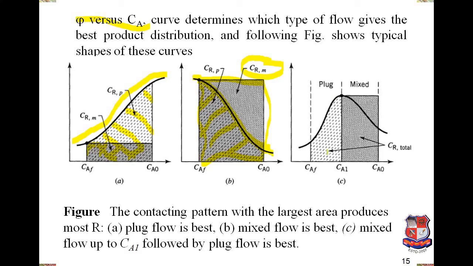And if the nature of your curve is such that it increases in this direction and then decreases, then a combination of reactors may be a better option. So from the highest concentration down to CA1, you choose a mixed flow reactor, where it reaches the maximum, and beyond that, from CA1 to CAf, you have to choose a PFR. So a combination of reactors gives better results.